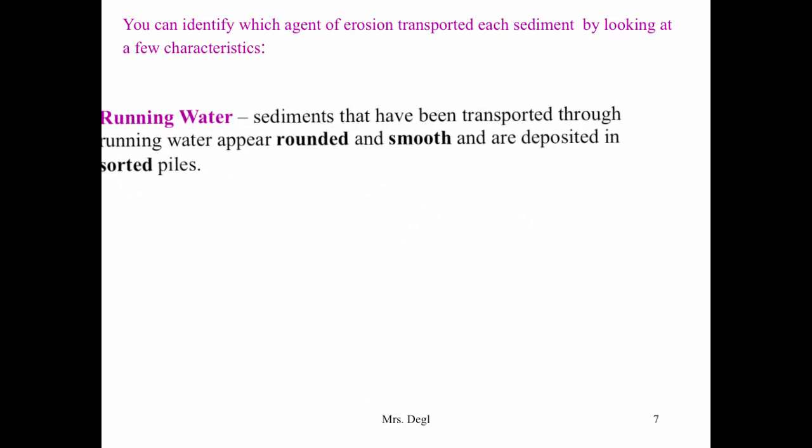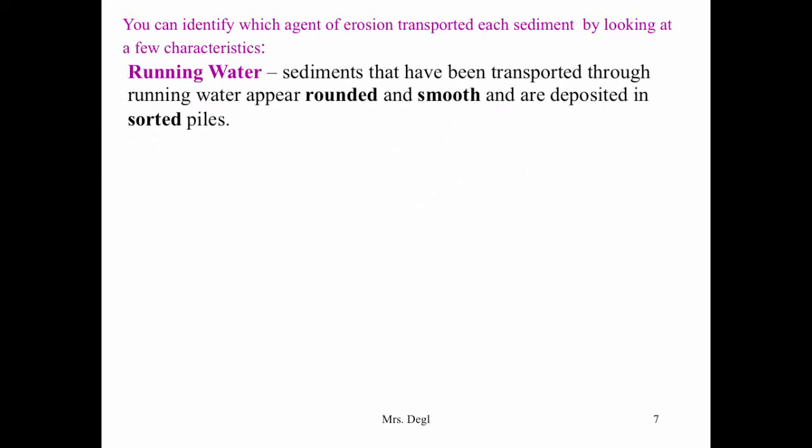You can identify which agent of erosion is transporting each sediment by looking at a few characteristics. So for running water, for example, sediments that have been transported by running water tend to appear very rounded and smooth, kind of like river stones. They're very soft, smooth and rounded. That's because of the weathering that happens as they're tumbling and moving through the flowing water.